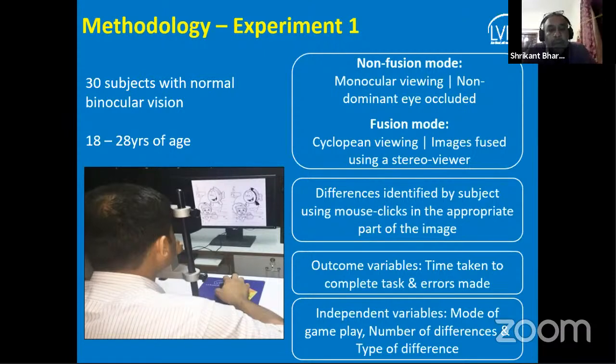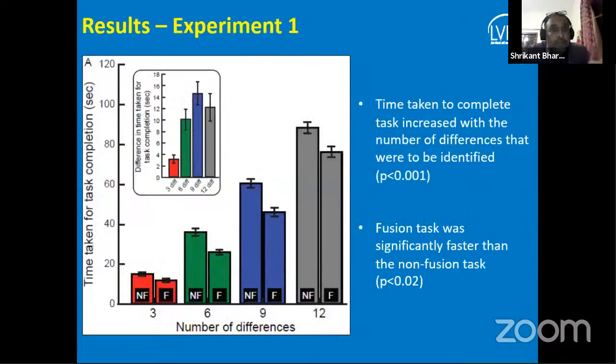The subjects would identify these differences using mouse clicks on the appropriate part of the image, and we would keep track of how many of these differences they identified and how long it took for them to identify them. So these were the results. Now, as the task became harder, you started with 3 differences, then 6, 9, and 12. As the task became harder and harder, the time it took to complete the task increased. That's not surprising, obviously. You put in more differences, it will take longer for people to complete it.